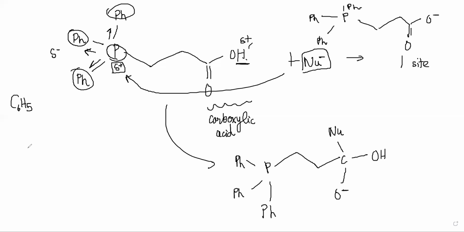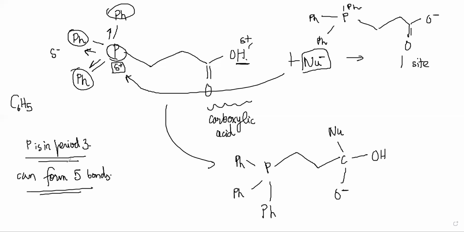Notice nitrogen was in period 2, but phosphorus is in period 3, right? So phosphorus actually can form 5 bonds, because it has d orbitals also available. So its hybridization can be sp3d. Right now, it already has 4 bonds, so the nucleophile can attach. The lone pair is not shown. I feel like there should be a plus charge here for some reason, but okay.